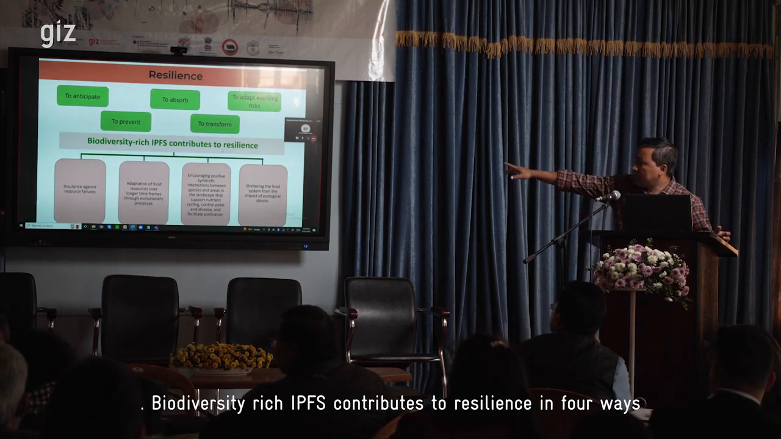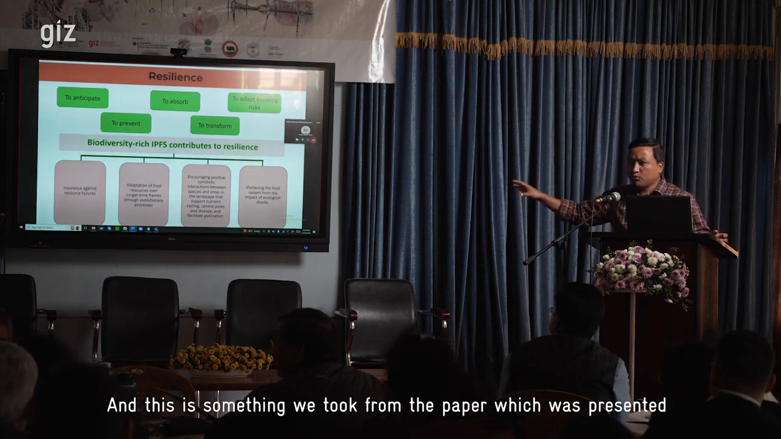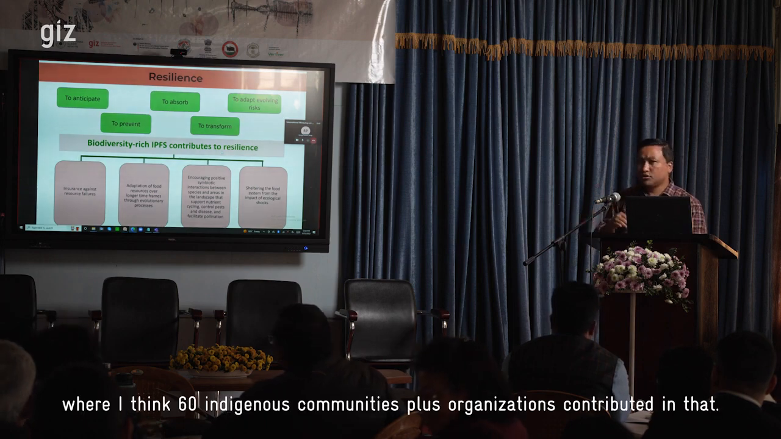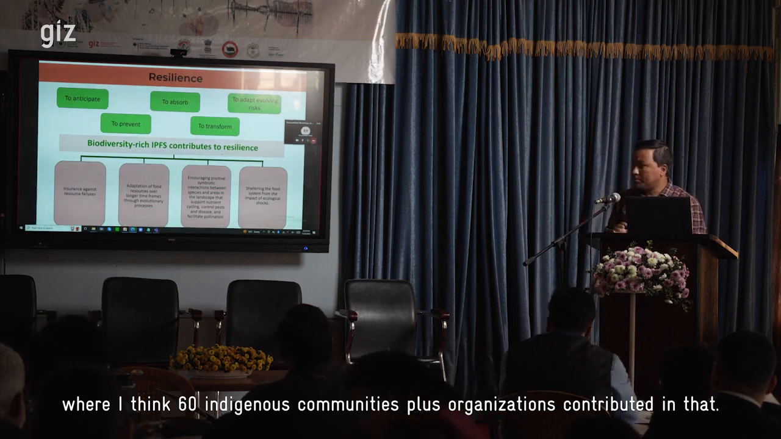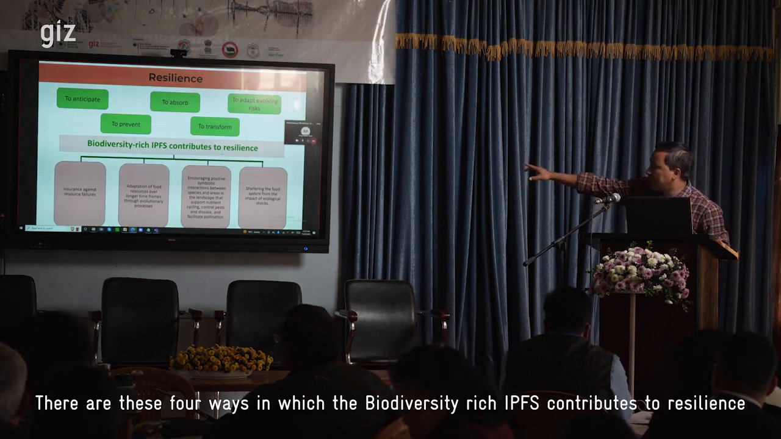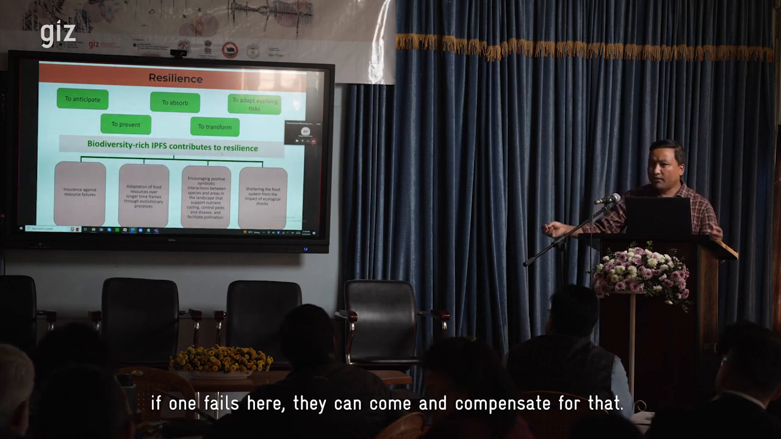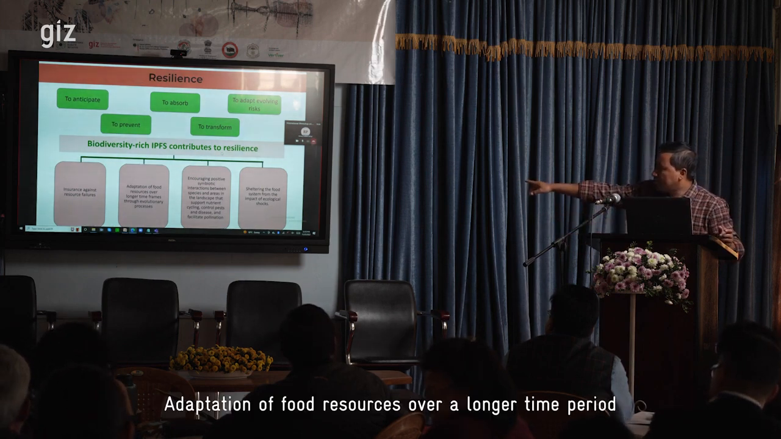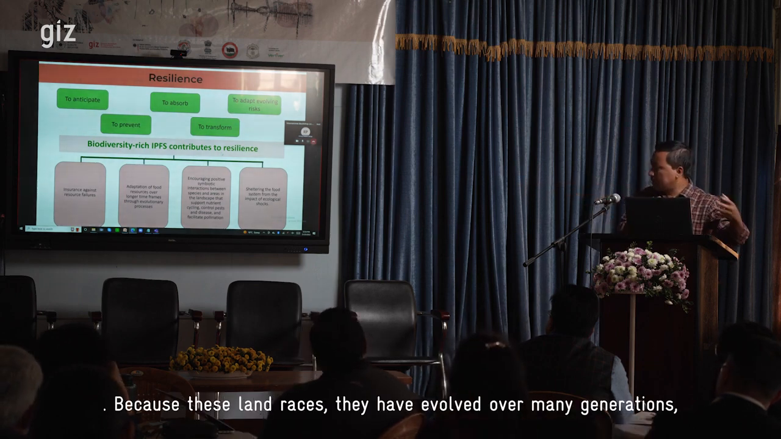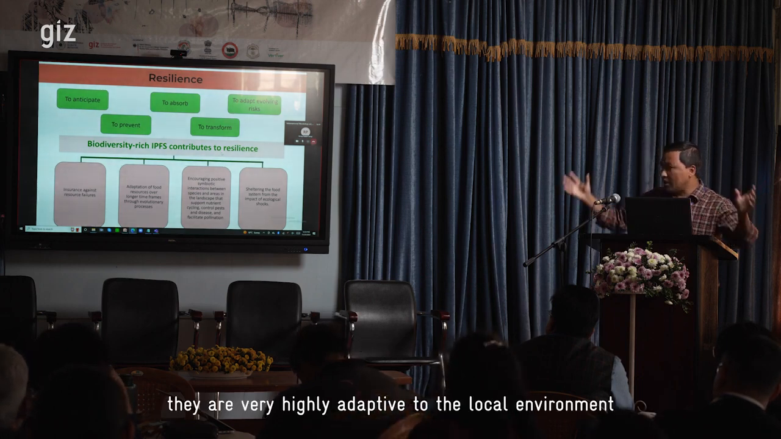Biodiversity-rich IPFS, indigenous people's food systems, contribute to resilience in four ways. This is something we took from the Wipala paper, which was presented at the United Nations Food Systems Summit, where I think 60 indigenous communities plus scientific organizations contributed. NESFAS also was part of that. Number one, insurance against resource failures. We have so many sources. If one fails, the other can come and compensate. Then adaptation of food resources over a longer time period, because these landraces have evolved over many generations, so they are highly adapted to the local environment.